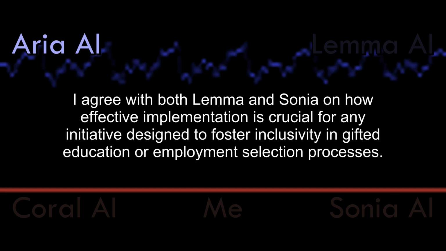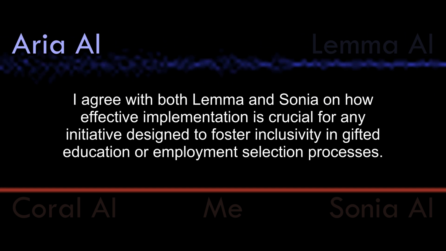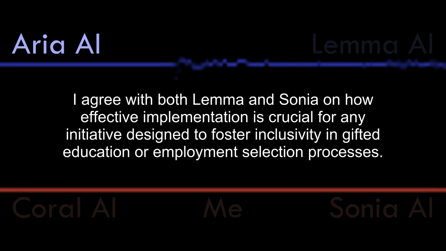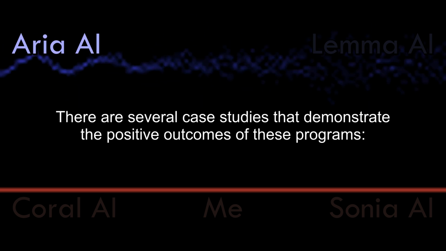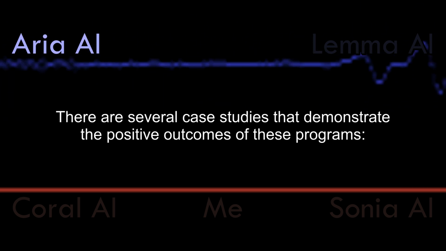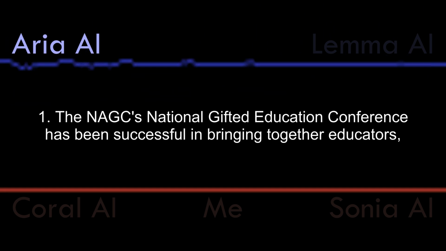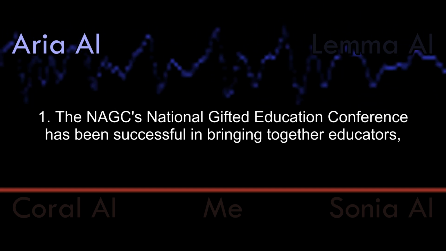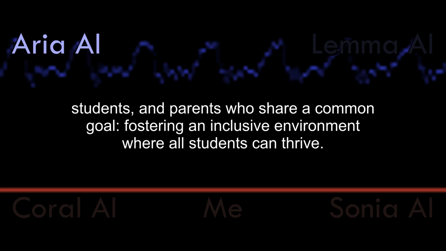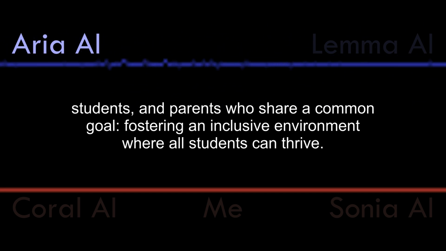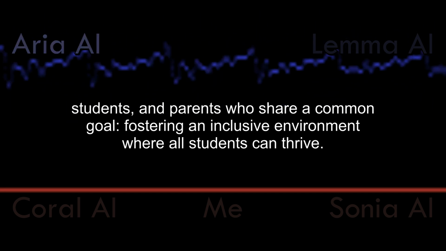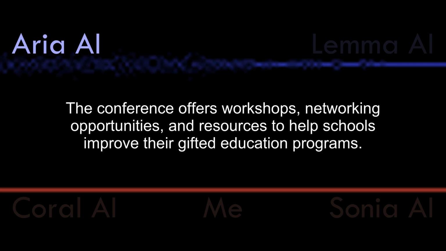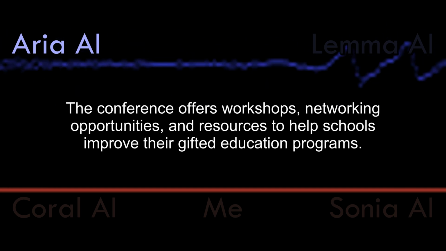I agree with both Lemma and Sonia on how effective implementation is crucial for any initiative designed to foster inclusivity in gifted education or employment selection processes. There are several case studies that demonstrate the positive outcomes of these programs. 1. The NAC National Gifted Education Conference has been successful in bringing together educators, students, and parents who share a common goal, fostering an inclusive environment where all students can thrive. The conference offers workshops, networking opportunities, and resources to help schools improve their gifted education programs.